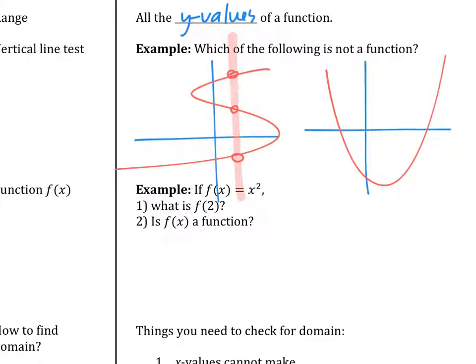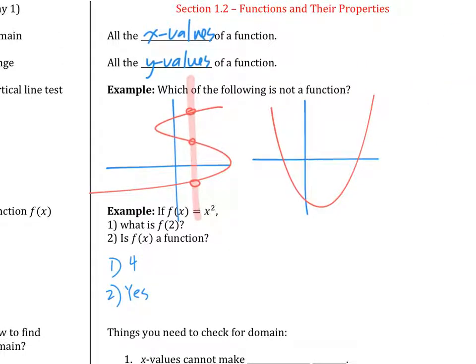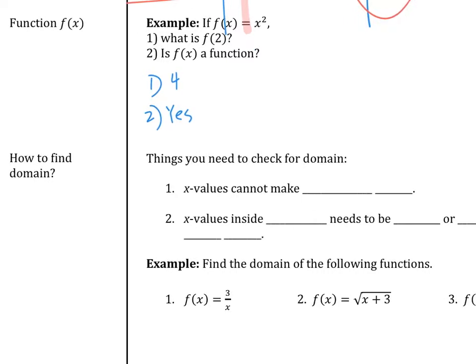Okay, now let's review. If f of x is x squared, what is f of 2? Everyone. 4. Okay, thank you. Is f of x a function? Yes, it is a function. X squared is a parabola, so it is a function, which is this one on the right. Okay, so now let's talk about this.